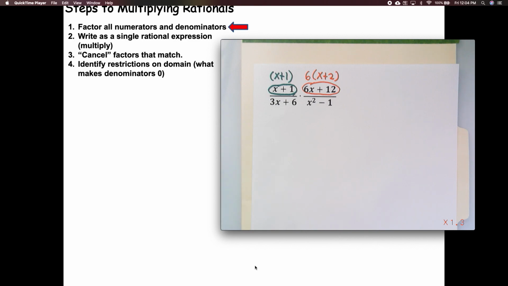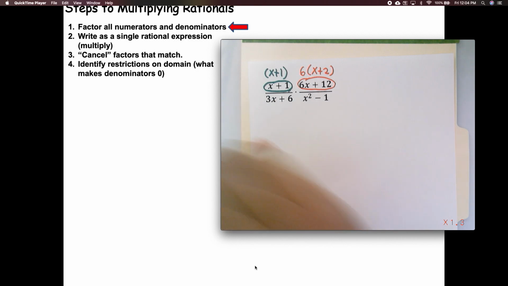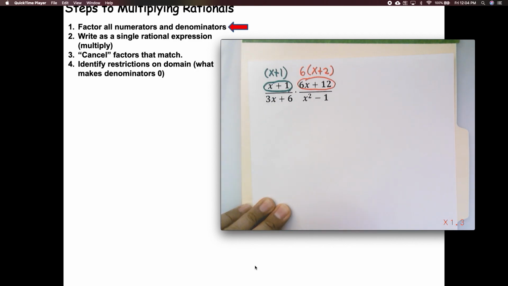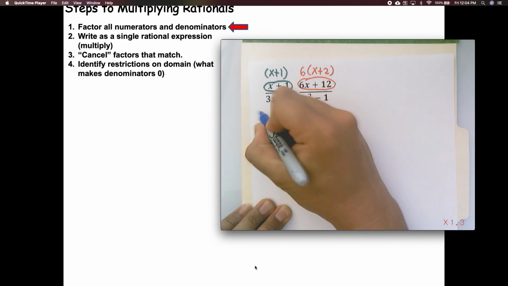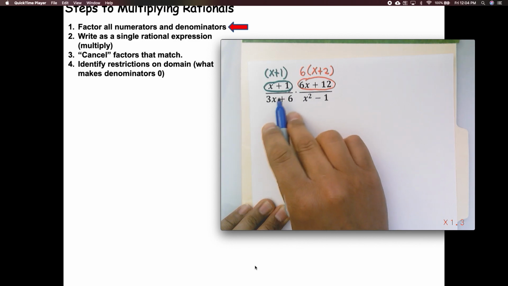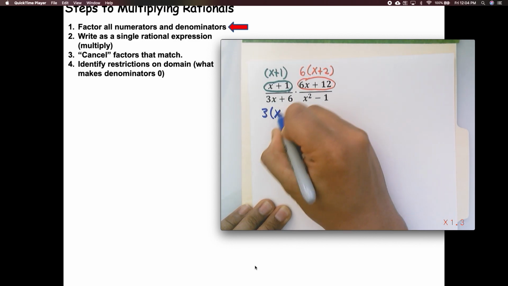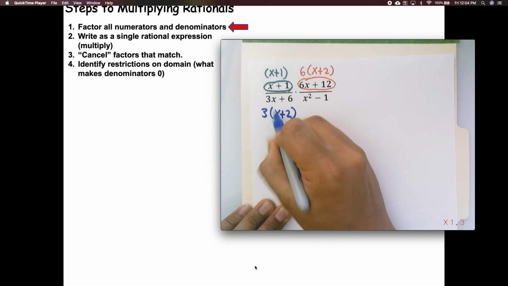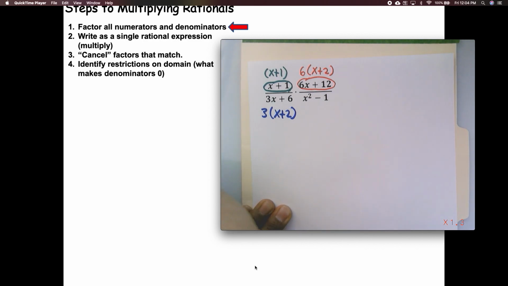And hopefully I have enough colors for this. Nope, that's green again. I used green already. Used red already. Blue will work. So we got 3x plus 6. What can I pull out of a 3x and a 6? That can pull out a 3. I get an x plus 2 left over. 3 times x is 3x. 3 times 2 is a 6. So that's that factored form. Okay, the last one.